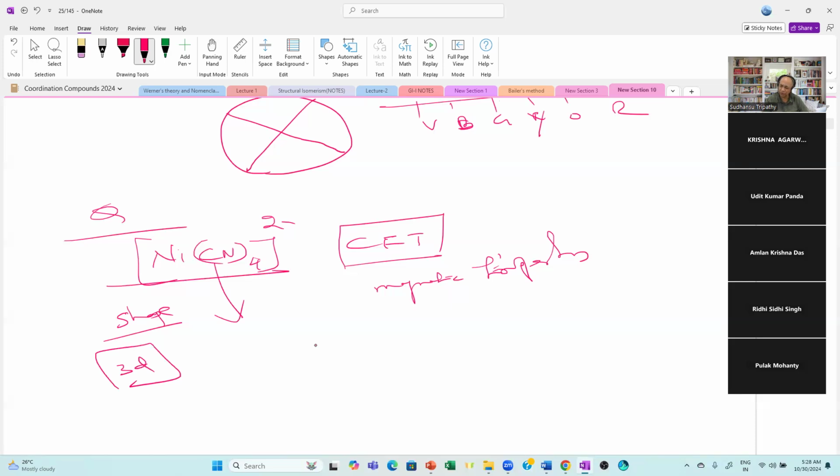There was one exception where a 3d metal ion with a weak field ligand was almost square planar. Can you tell me which 3d metal ion and which weak field ligand will give you a square planar complex that I told you? Yes.